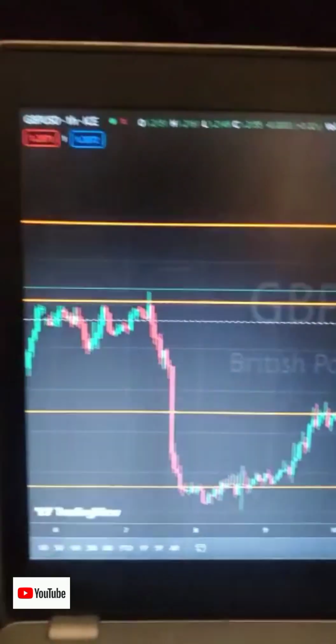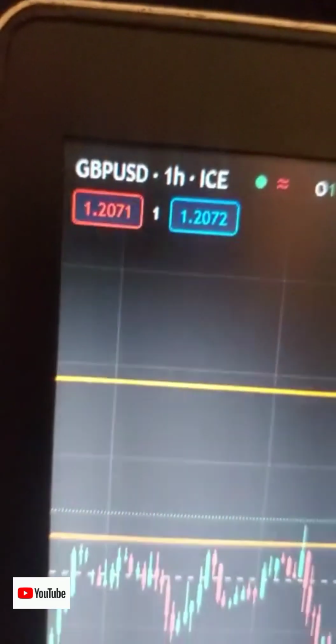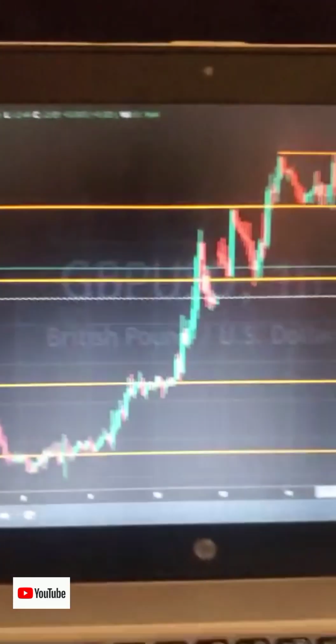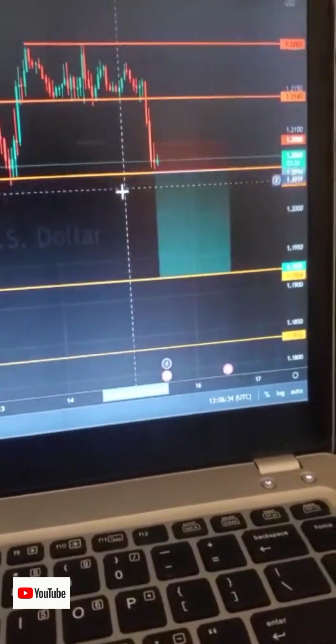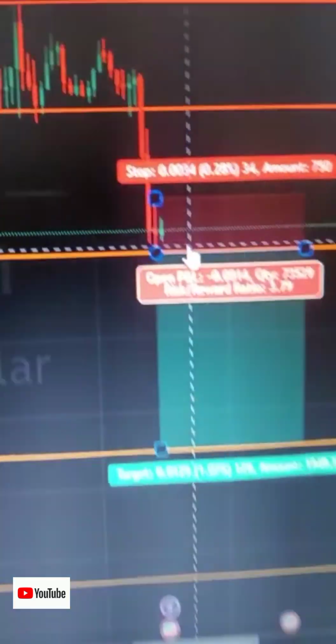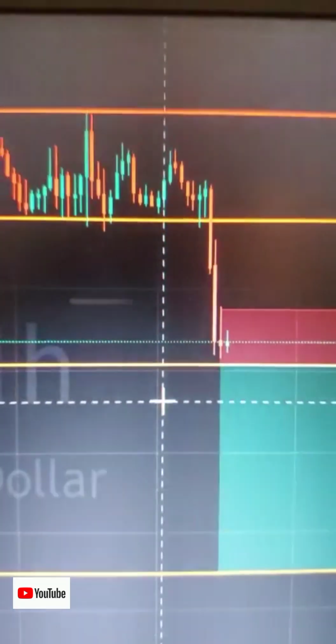Now I've set a trap for another trade. As you know, this is my favorite pair, GBP USD. This is on a 1 hour time frame, and I've set a sell trade here. Look at my entry.